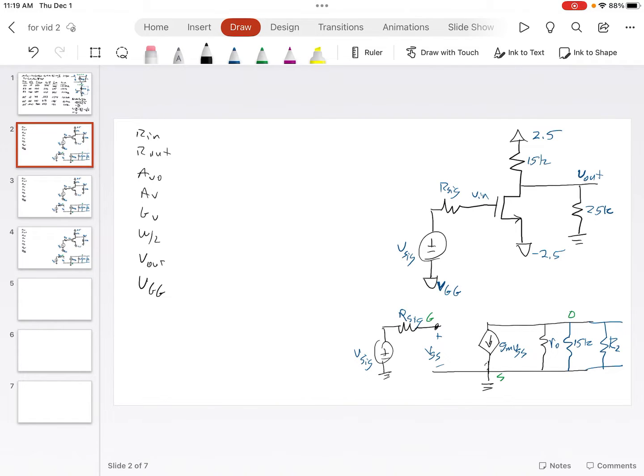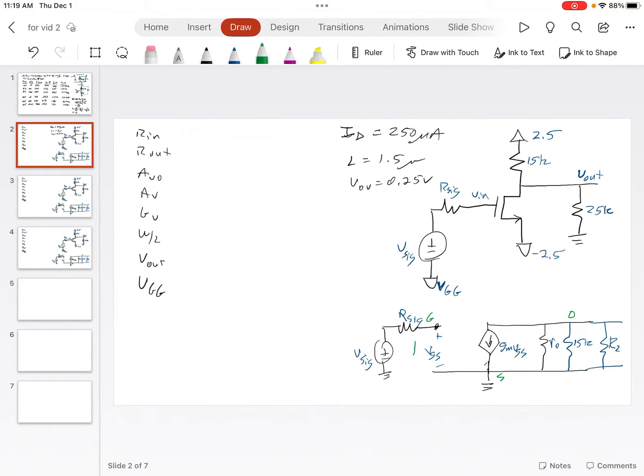So first we can find gm. Let's see now, what other information would we have? I'll give you that ID is equal to 250 microamps, and L is 1.5 microns. Ancient technology. And V overdrive is 1/4 of a volt. Okay.